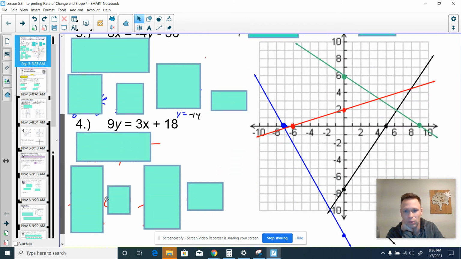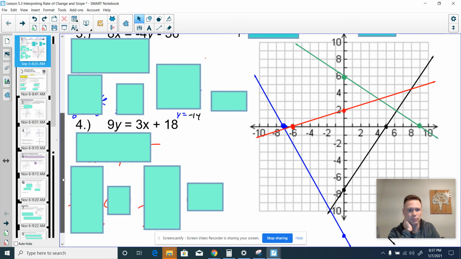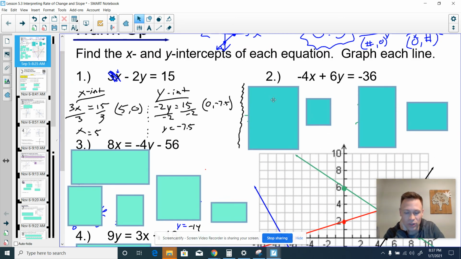So if we look at the black line, that is my 5, 0 right here. And then 0, negative 7.5 is right there. And there's my line. Okay. In 2, same thing.